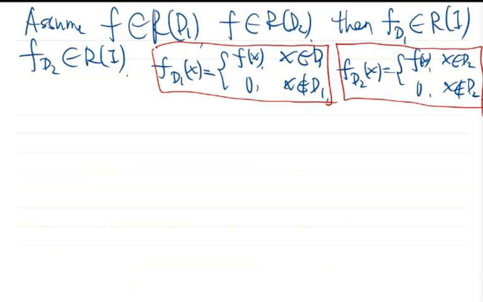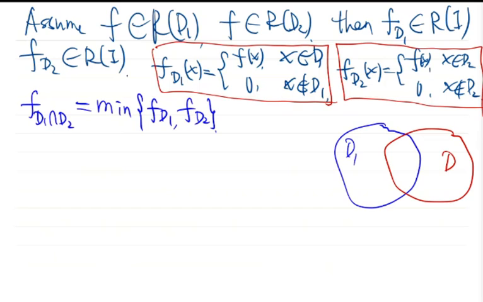Okay, so these are the definitions of f D1 and f D2. Now, using these definitions, we have an important observation. f on D1 intersect D2 is the minimum of f D1 and f D2. This can easily be proved. So this is D1 and this is D2. So the intersection is here.